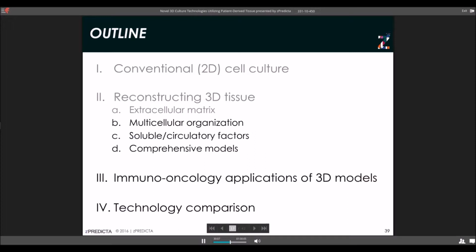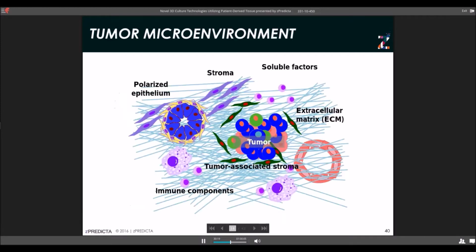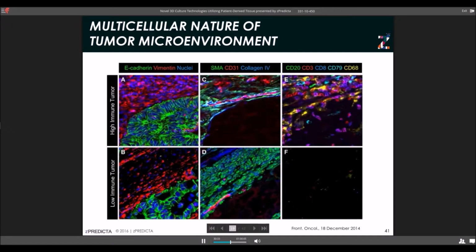Now, extracellular matrix is absolutely crucial and allows us to set up the correct environment. Tumors and other tissues are not composed of one cell type. So how do we really recapitulate the true environment that's composed of extracellular matrix, tumor cells, immune components, soluble factors, vasculature? This requires more complicated models.